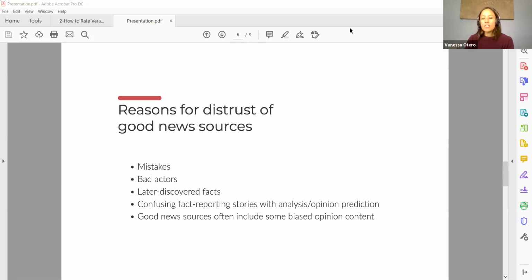So, unfortunately, you can't trust good news sources all the time. And not all bad news sources are bad all the time. That makes this really complicated, right? Because you can't just say, oh, just read a good news source. What does that mean? There are valid reasons for people to distrust news sources. One of them is mistakes. Good news sources make mistakes, sometimes very high profile mistakes.